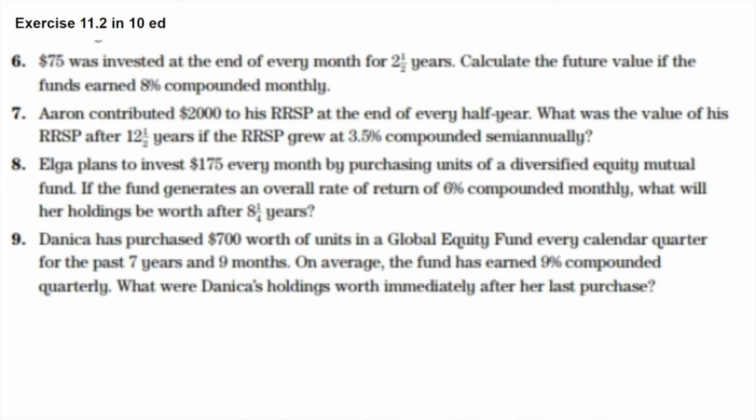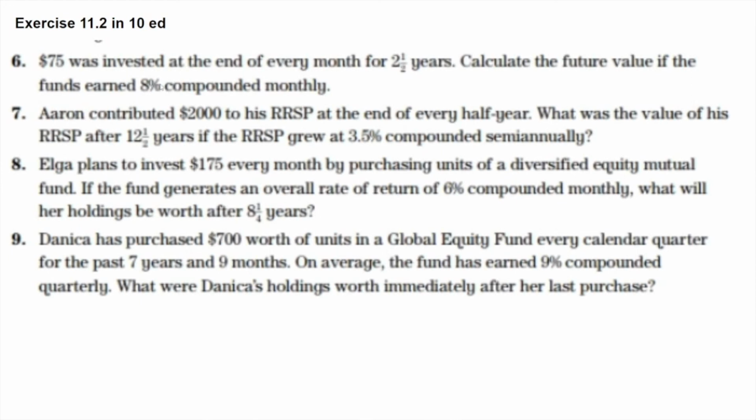So what I'm going to do now is give you guys a few minutes. Here's the basic information. We got $75 as the payment every month, so it's a monthly thing for 2.5 years. 2.5 years every month, that's a total of 30 months. So there's our value of n, 30. Calculate the future value of the funds, provided they can earn 8% compounded monthly.